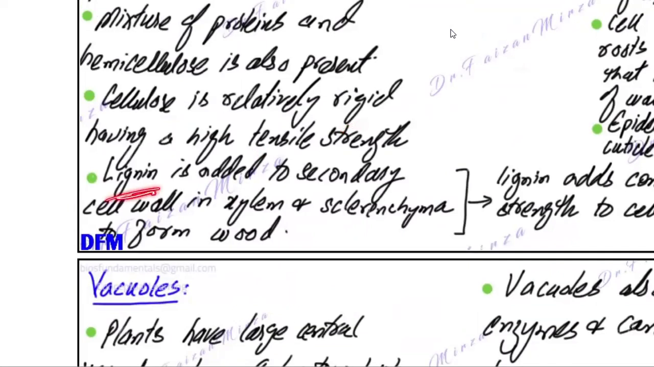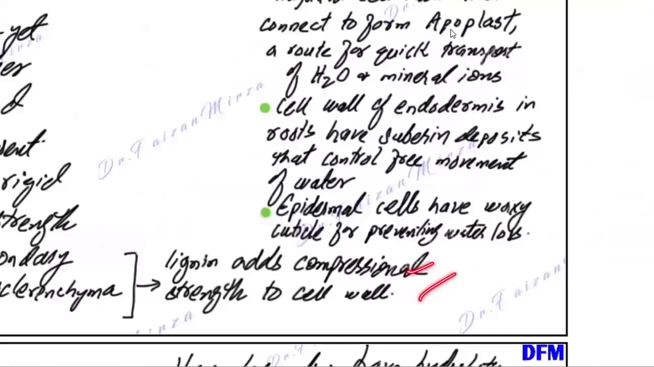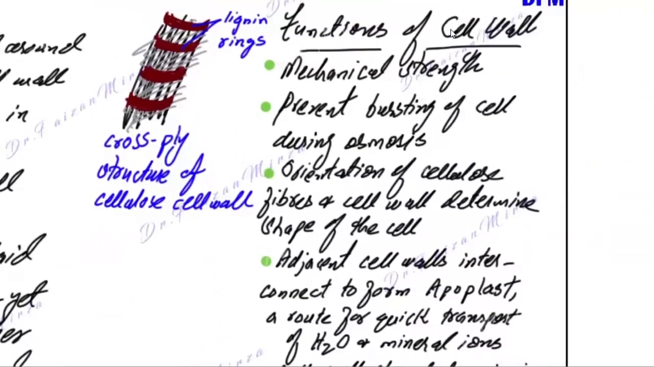In xylem, we have lignin attached to the cell wall as well. Not only in xylem: in plants we study a tissue called sclerenchyma, and sclerenchyma also has lignin in its cell wall. Apart from these two structures, there are no plant cells where lignin is added to the cell wall. Otherwise, the cell wall is just made up of cellulose, hemicellulose, and some proteins. Lignin adds compressional strength to the cell wall so the xylem vessels do not buckle under the weight of water.